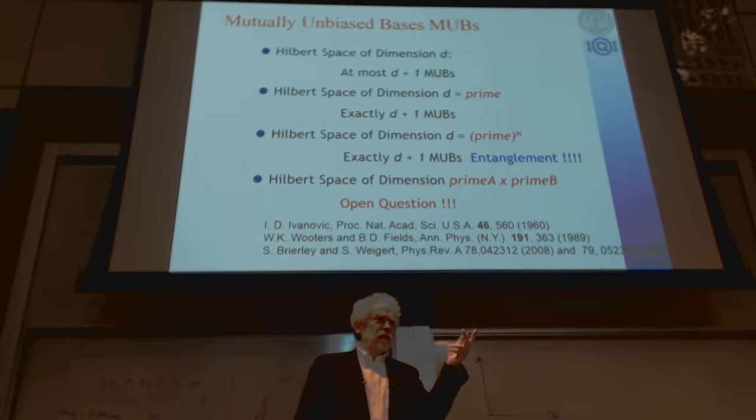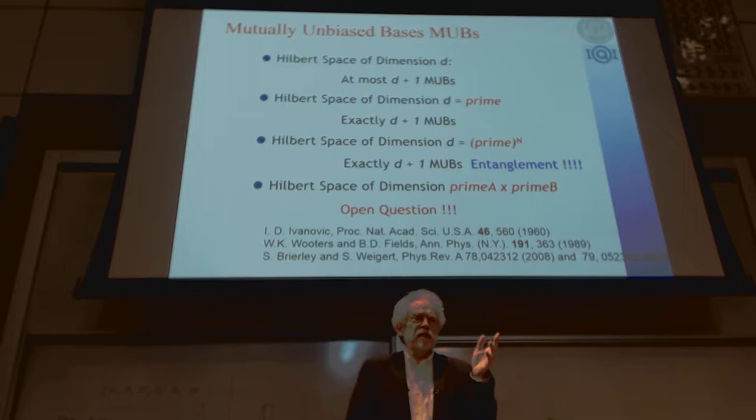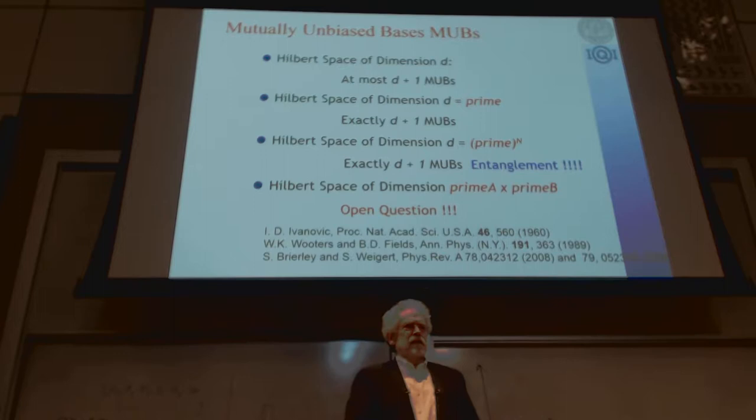The simplest Hilbert space is for two dimensions, a spin one half. So there must be three mutually unbiased bases, and it's clear what they are. They are the eigenstates of sigma x, sigma y, and sigma z. So that's nearly obvious, okay? The eigenstates of sigma x, sigma y, and sigma z.